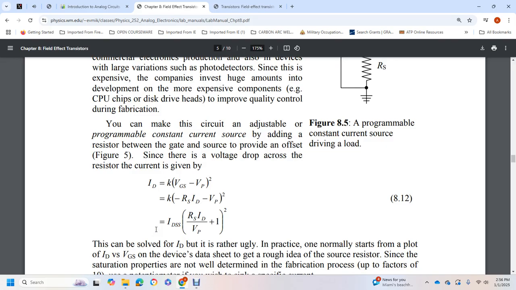Which is equal to K times (negative R_S times I_D minus V_P) squared, and is also equal to I_DSS times R_S, times (I_D over V_P plus 1). Figure 8.5.